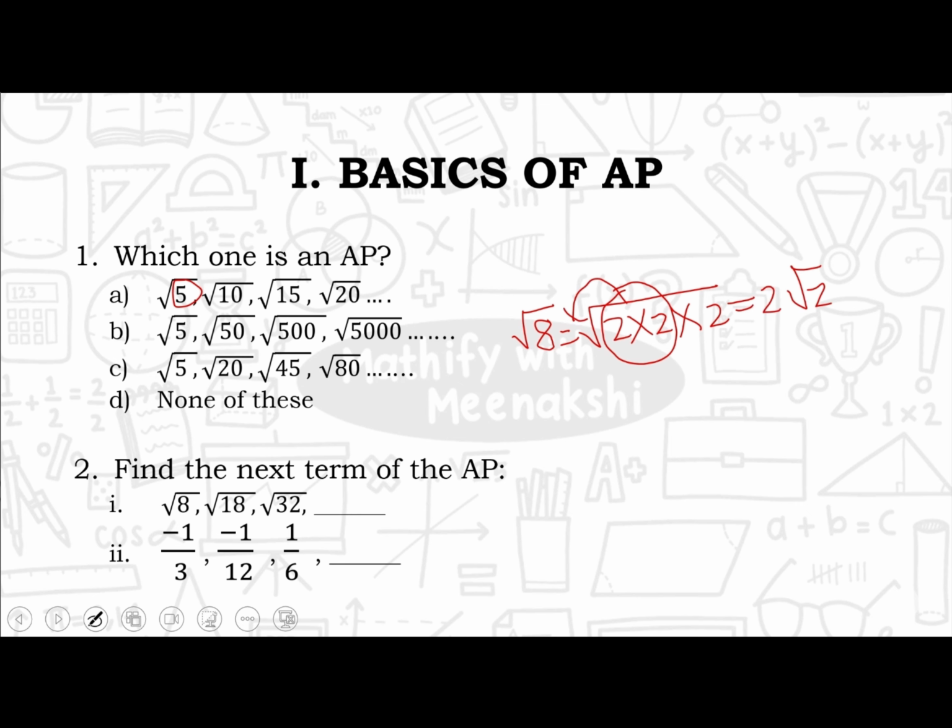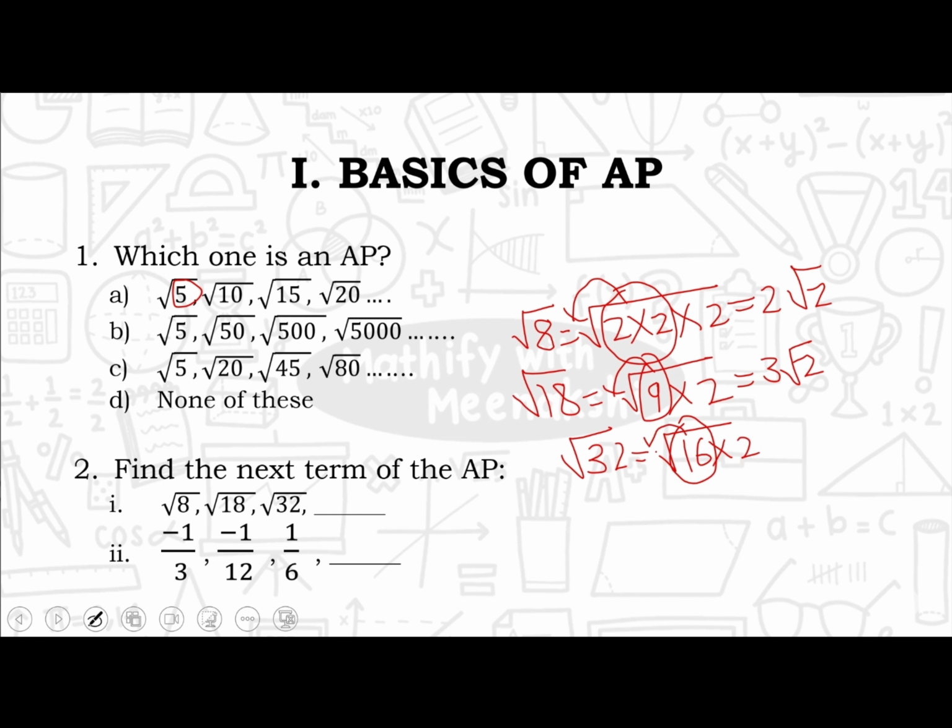Now root 18: if you know that it's a multiple of a perfect square, you can write 9 into 2. Now what is root 9? If you take that outside, 3 root 2. Because it's an MCQ, you can just use these shortcuts. Now for 32, you know that it's 16 into 2. Again, you take root 16 outside and it becomes 4 root 2. So I think you know the pattern. It's 2 root 2, 3 root 2, 4 root 2. So what will be the next number? It should be 5 root 2.